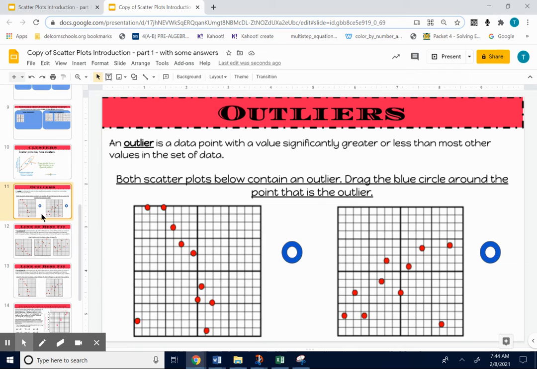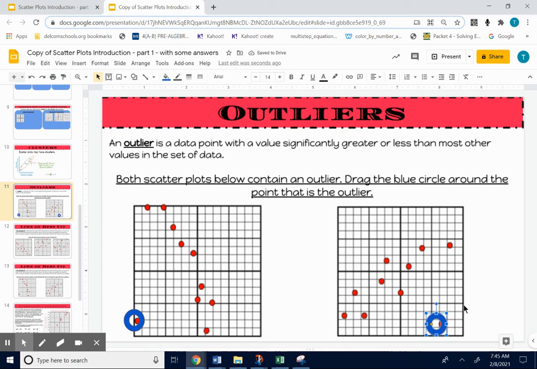On this next slide, see if you can put your circle around the point that's away from the cluster. That's the outlier. In the first graph, it'd be that point right there, because it's far away from these points. And on the second graph, see how these points kind of make a line, but this point's far away? That would be the outlier.